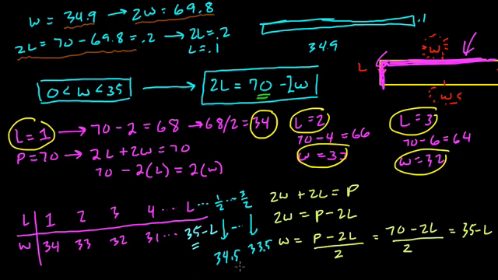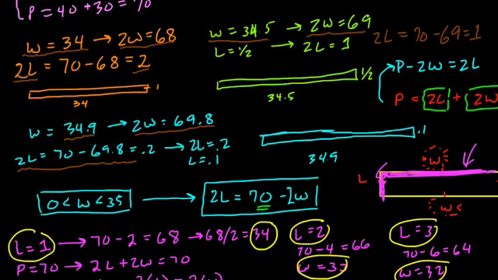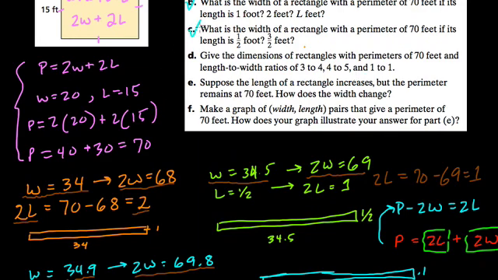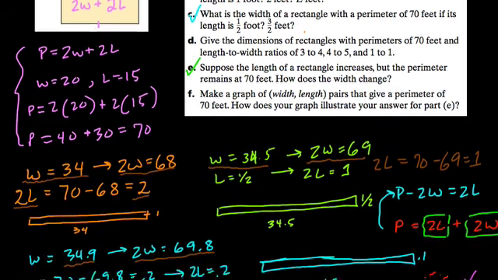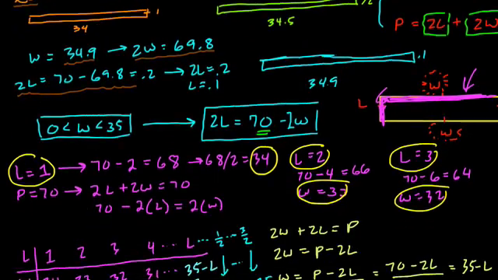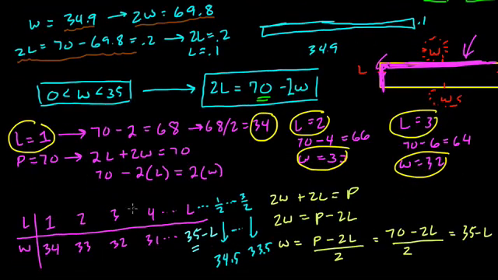So we can just formulate in this way to see what's happening. Got that? Next: give the dimensions of rectangles with perimeters of 70 feet and length to width ratios of 3 to 4, 4 to 5, and 1 to 1. We can get back to that. But we know, because you already answered E and F: suppose the perimeter remains at 70 feet. How does the width change if we're increasing the length? Well, the width decreases as the length is being increased, which you can see here. If we increase the length, 1, 2, 3, 4, the width is decreasing each time if the perimeter remains at 70.